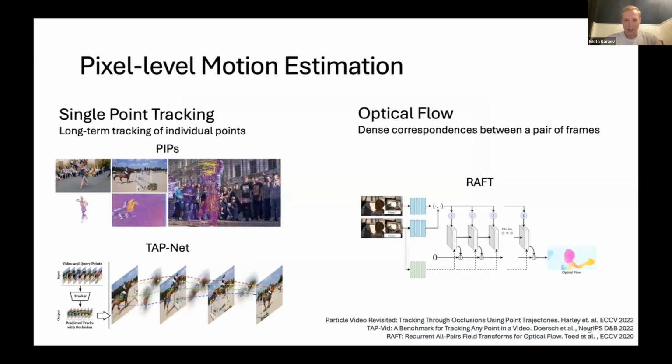Okay, so we have single point tracking, we have optical flow, and in CoTracker, we would like to be somewhere in between. So we want to track points for long term, but we also want to do dense tracking, as dense as possible.